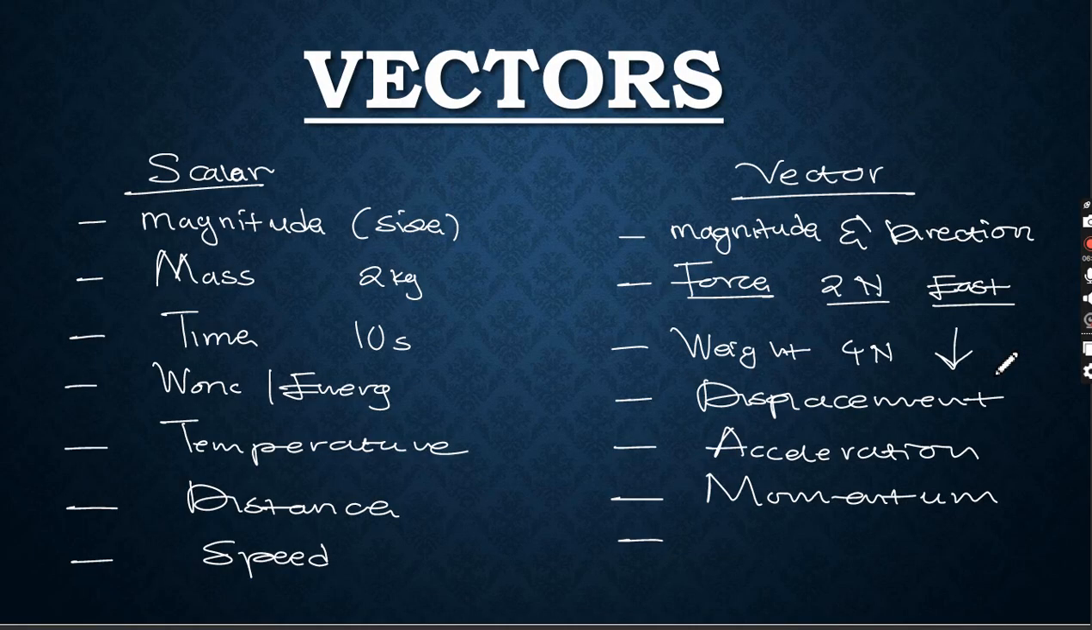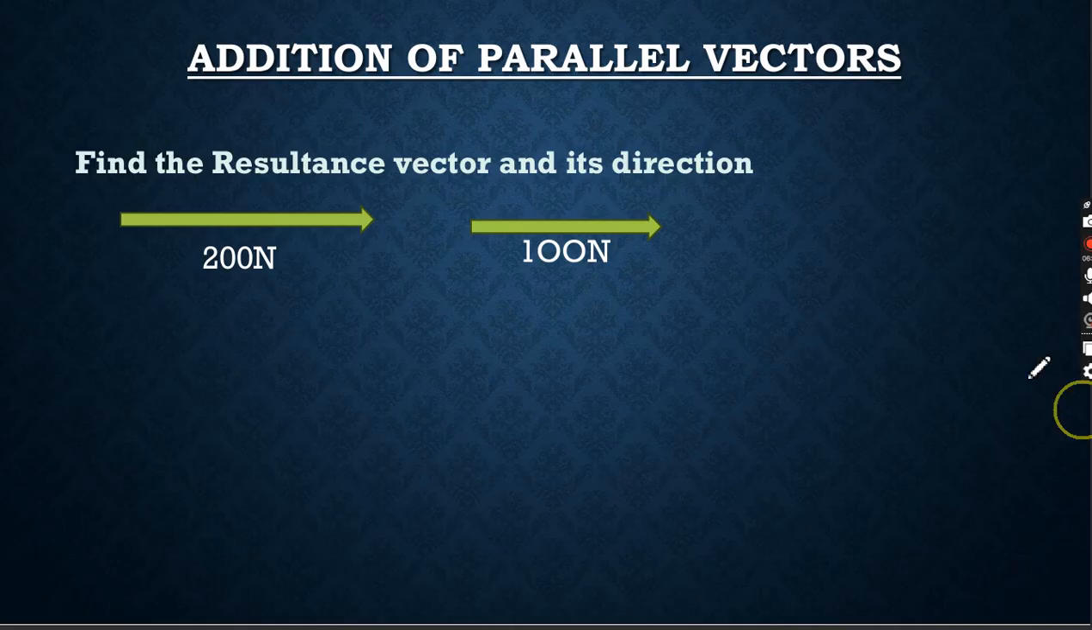Okay, so now let's go ahead and talk about how we can add parallel vectors. Here is what I want you to see. A vector, guys, is represented by an arrow, and this pointed part is what we call the head of the vector, and this end here is the tail. You need to know this.